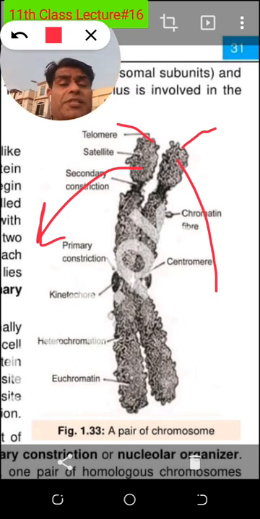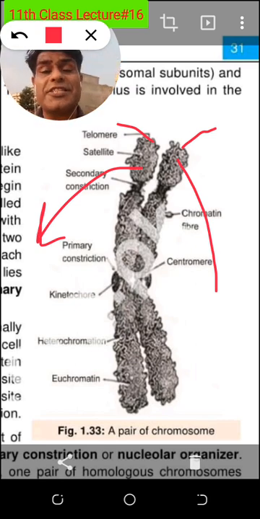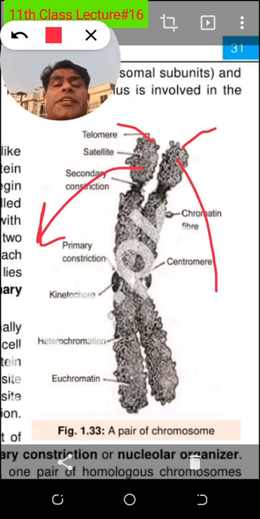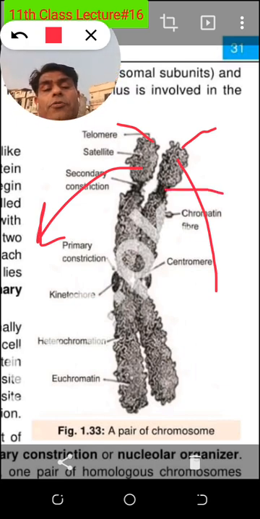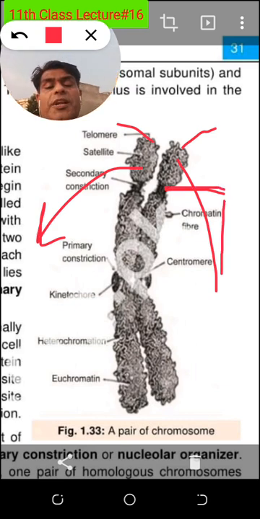The satellite, once again I have to speak about the satellite. That is the junk DNA. That is the useless sequence of the DNA, and the useful sequence of the DNA starts from the secondary constriction. I am labeling now. Okay, clear? Secondary constriction. We go to this one, to the primary constriction.